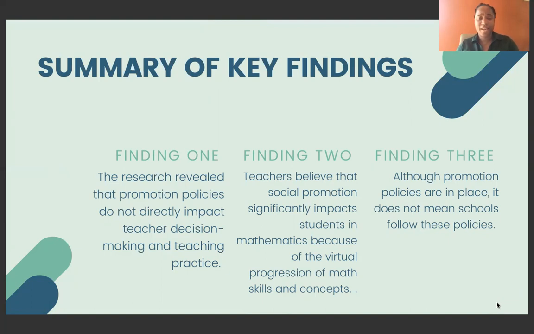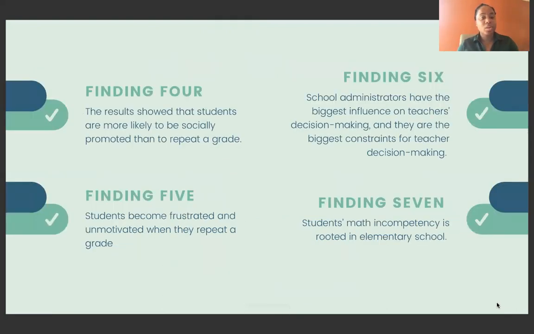And the third finding was that although promotion policies are in place, it does not mean schools were really following these policies. Then the results also show that students are more likely to be socially promoted than to repeat a grade. Then also students become frustrated and unmotivated when they repeat a grade. The sixth finding was that school administrators have the biggest influence on teachers' decision making, and they are the biggest constraint for teachers when they're making decisions. And the final finding was that students' math incompetency is rooted in elementary school. This was a surprising finding for me.